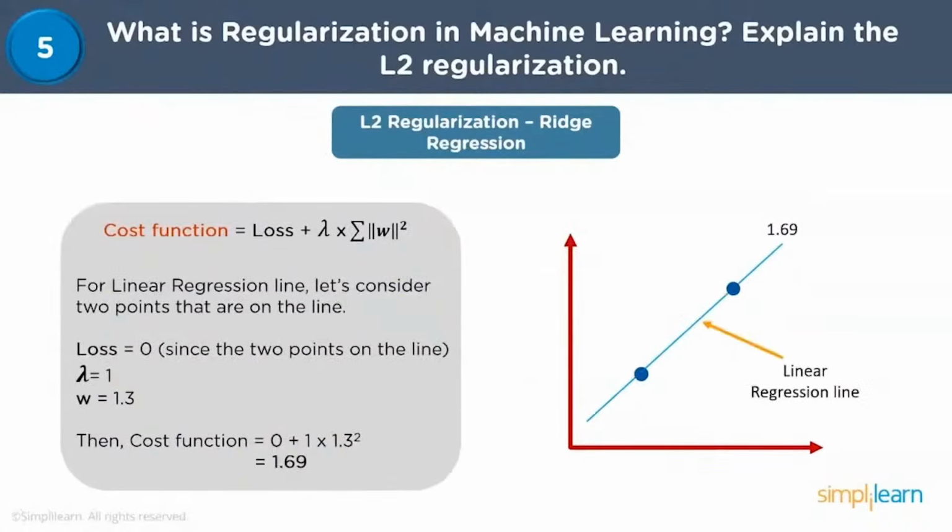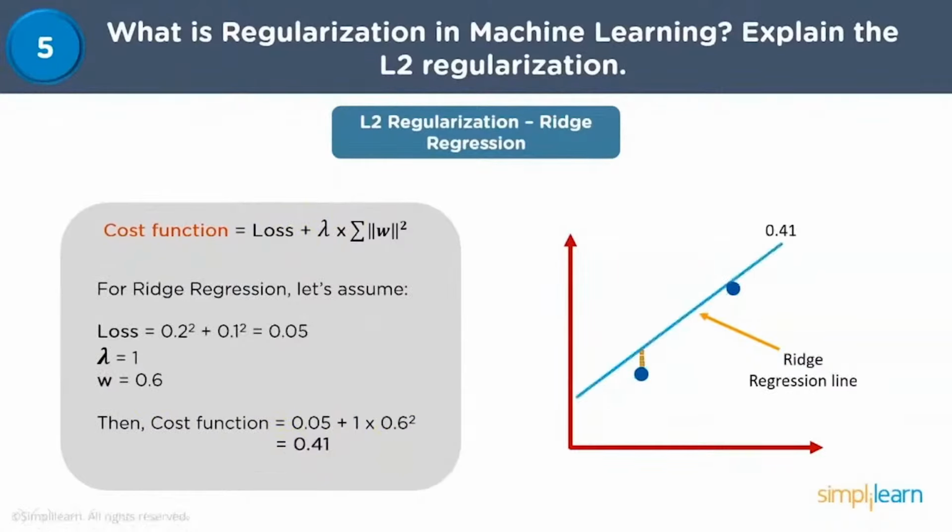Okay, now consider a case where there are 2 points passing through the linear regression line. Now if you calculate the cost function, we get the value as 1.69. So here we have assumed that loss is 0 since the 2 points lie directly on the line. We have taken lambda to be 1 and w is 1.3. So if you use this function or this formula, you get the cost function as 1.69.